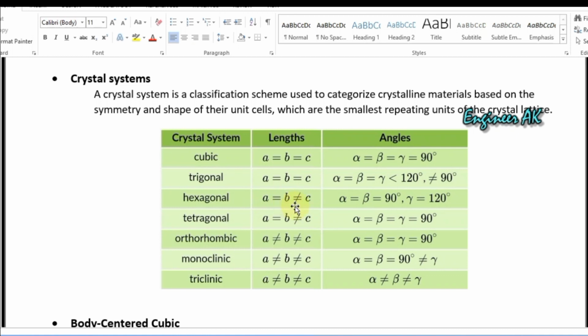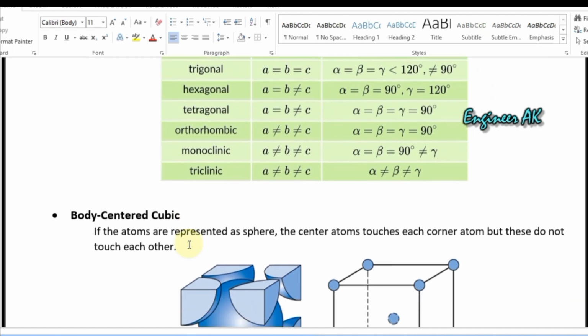Then hexagonal: A and B will be equal, but C will not be equal, and alpha and beta will be equal to 90 degrees and gamma will be equal to 120 degrees. Then tetragonal: A and B will be equal, but C will not be equal, and alpha, beta and gamma will be 90 degrees. Then orthorhombic: all the sides will not be equal, but all the angles will be 90 degrees. In monoclinic, all the sides will not be equal, but alpha and beta will be equal to 90 degrees, but gamma will be different. And in triclinic, we do not have the same sides, we do not have equal angles; all the sides will be different and all the angles will be different, right?